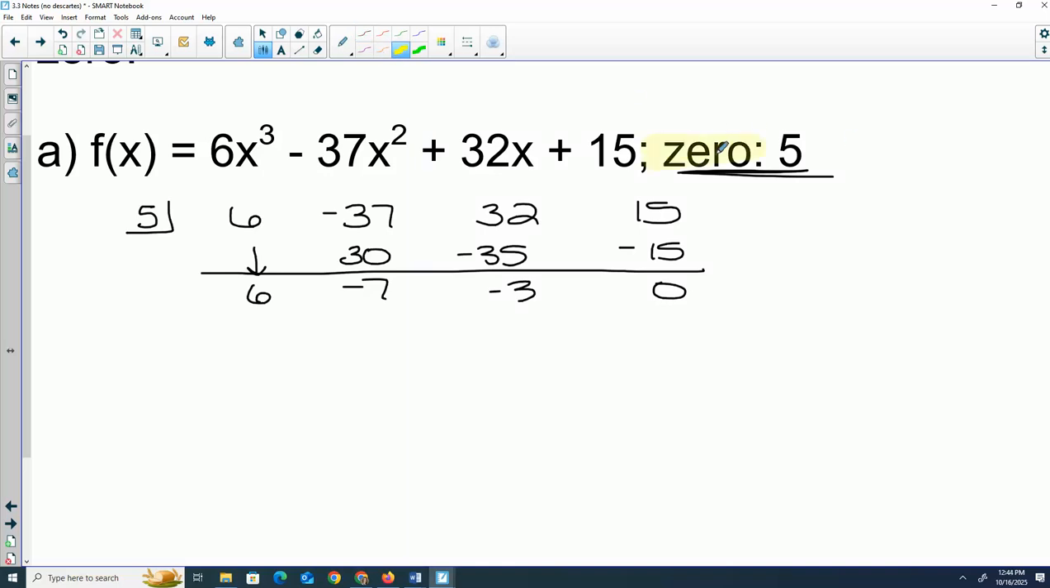Remember, I already told you that this was a 0. That means your remainder has to be 0. So if it's not, what does that tell you? You did your math wrong. Go back and fix it.